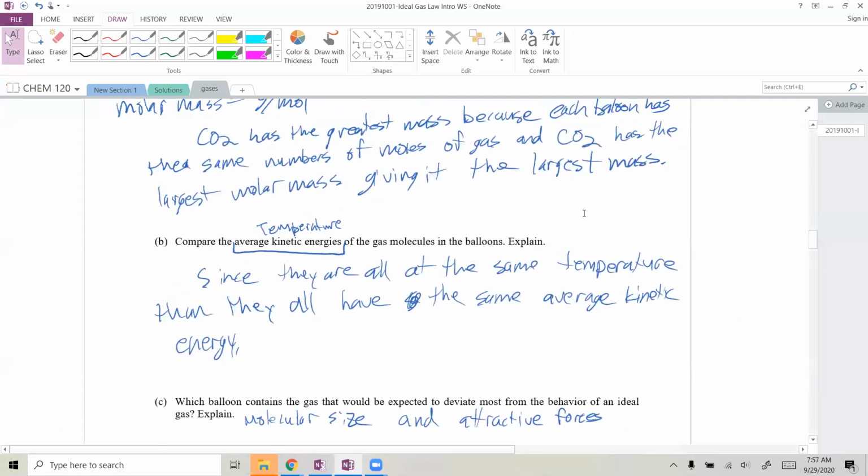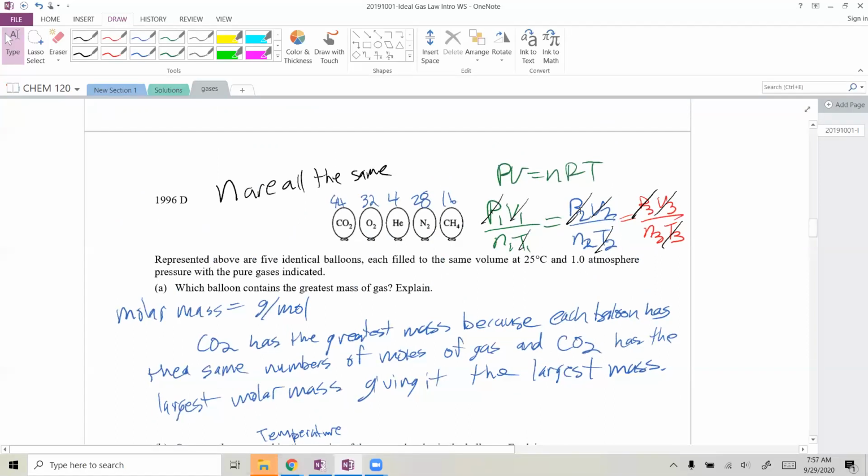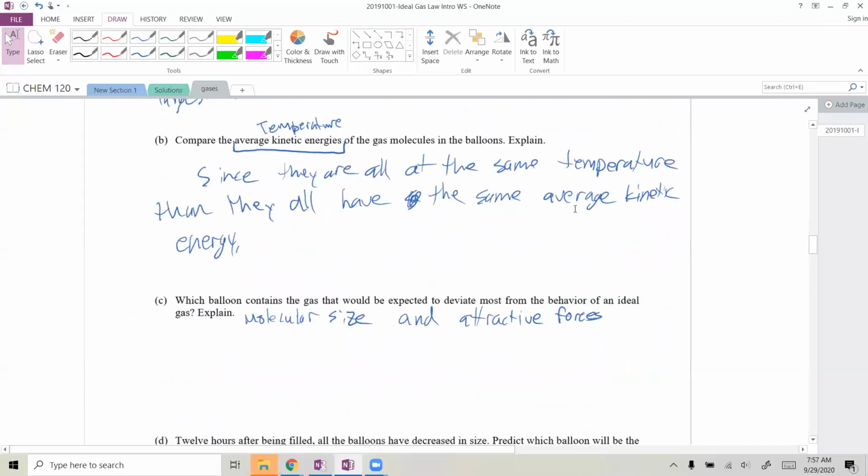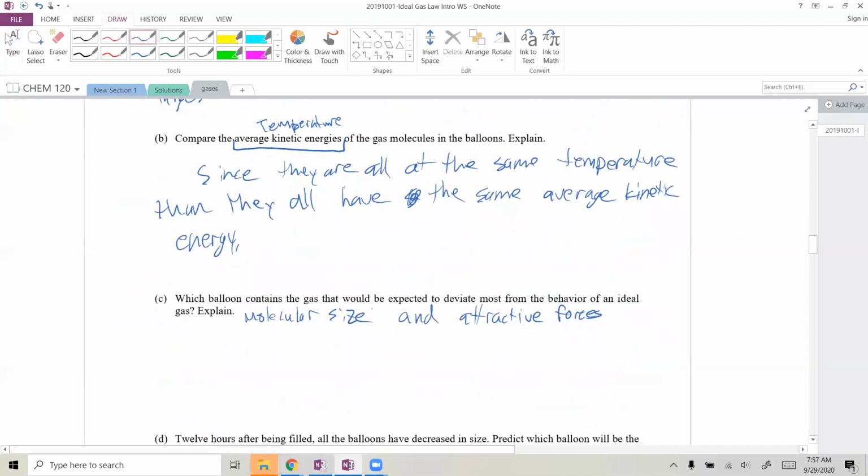Now, we don't know enough to talk about attractive forces yet. So the only one that we can really talk about is molecular size. And so the reason why we haven't talked about attractive forces yet is that's still coming up later on this semester. And so later on, when you guys see this question, you'll be able to talk about both of them. But if we are only looking at one, then we should talk about the one that we know.